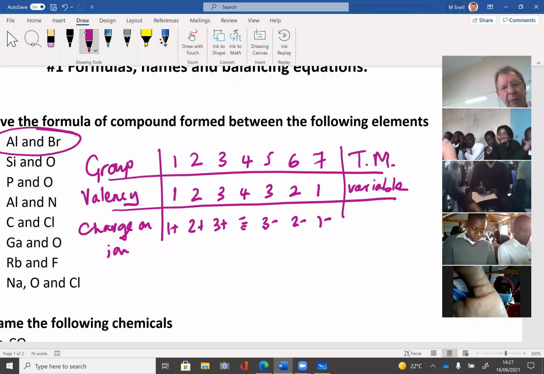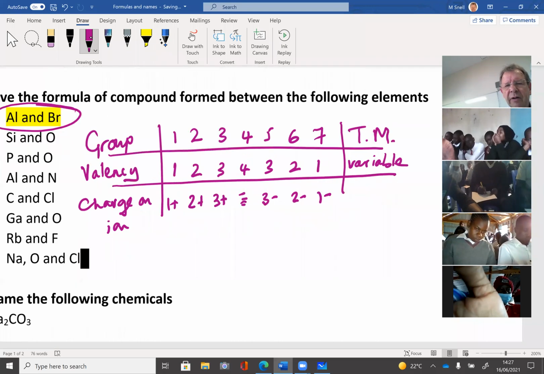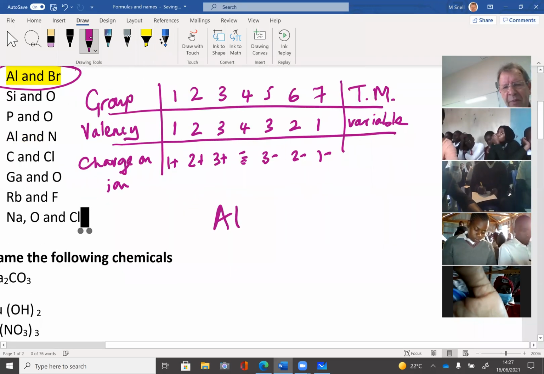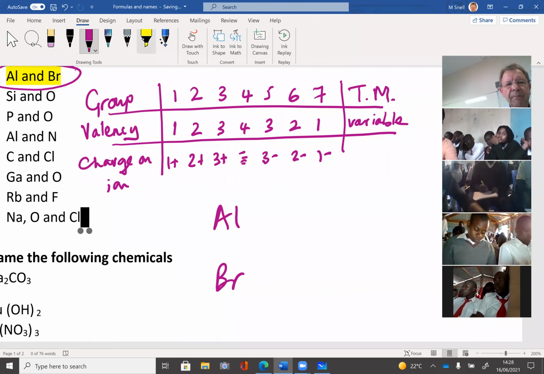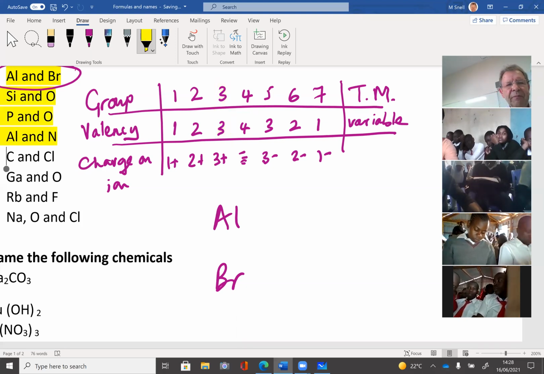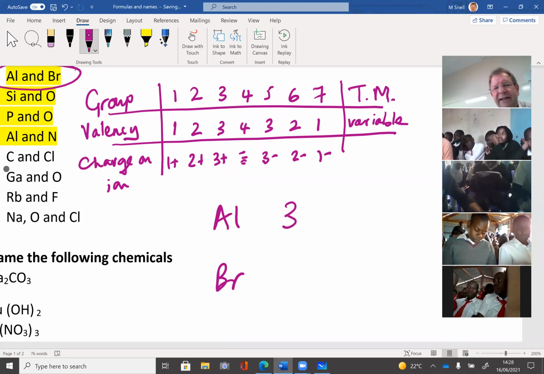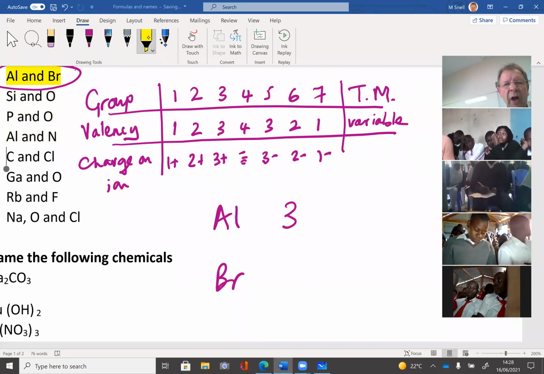Now what I do is, remember, I'm trying to find the formula of Al and Br together. So now what I do is I write down Al and Br, I look for their groups. I have found their groups, and aluminium is in group 3. Because it's in group 3, its valency is 3. So I write down 3 here. Bromine is in group 7. If it's in group 7, its valency here is 1. So I write down 1.